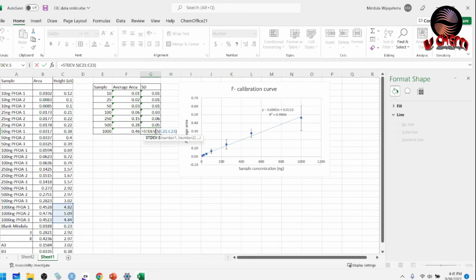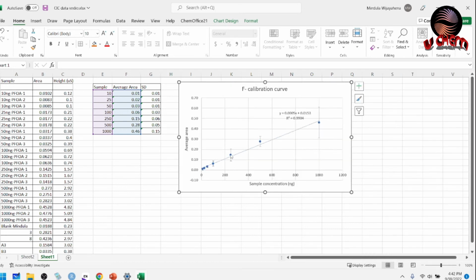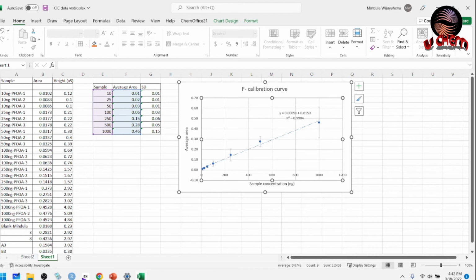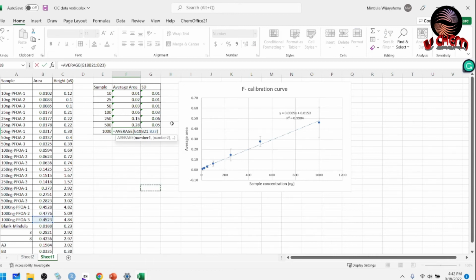Oh, did I select something? Oh, no, okay. So obviously then you can see whether you have much deviation within your triplicates. I think this is 250. 250 has a lot more error when compared to the other values. And here the 1000 has more error. See, 1000 has more error when compared to the others.